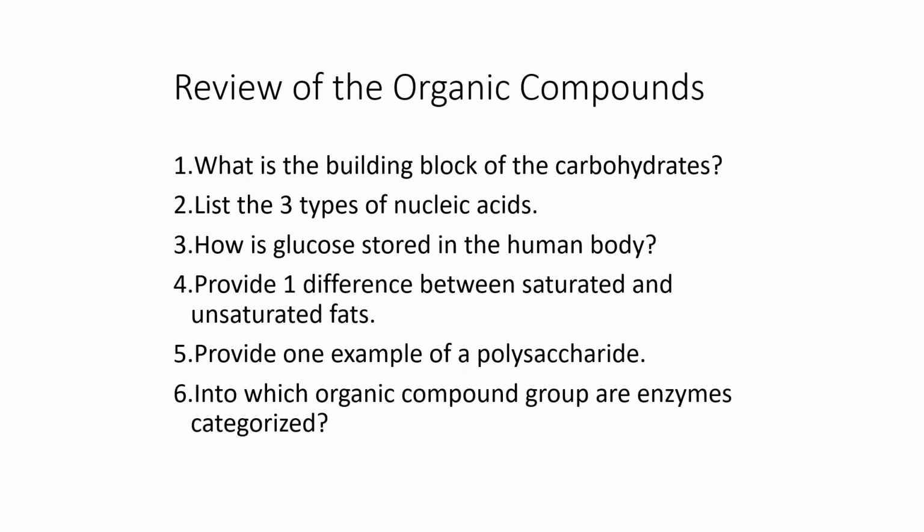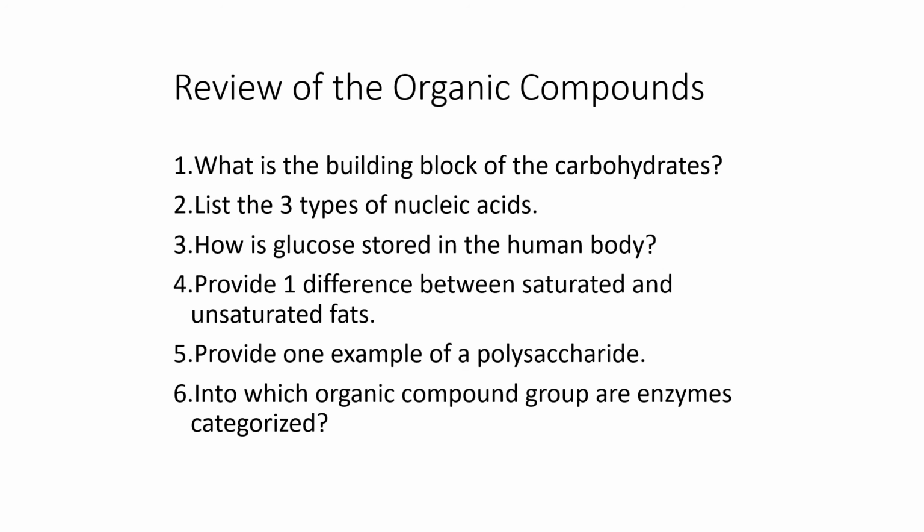All right, so the building block of carbs is a monomer called a monosaccharide. Glucose is a great example of a monomer. The three types of nucleic acids are DNA, RNA, and ATP. Glucose is stored as glycogen in the body in two places. Where are they? Liver and muscles.